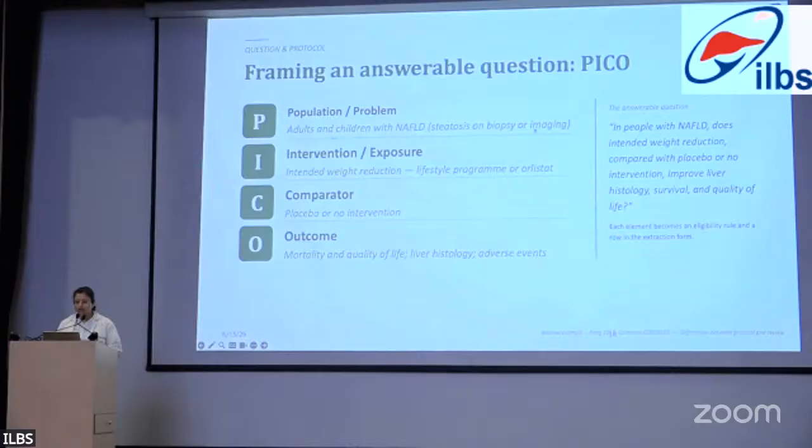State outcome on biopsy or imaging. The intervention was intended weight reduction, lifestyle programs or orlistat, and the comparator was placebo or no intervention. And they had defined outcomes: mortality and quality of life, liver histology, adverse events.